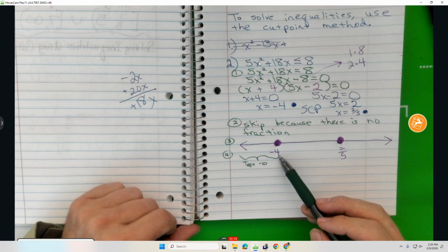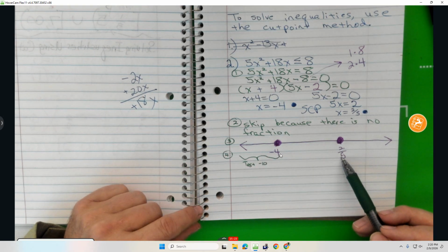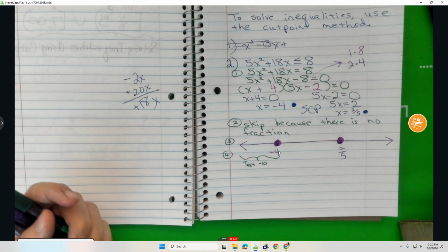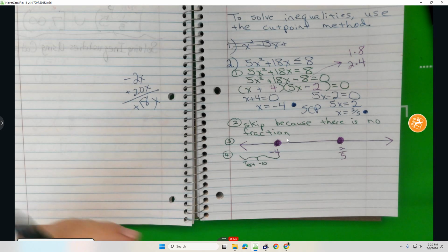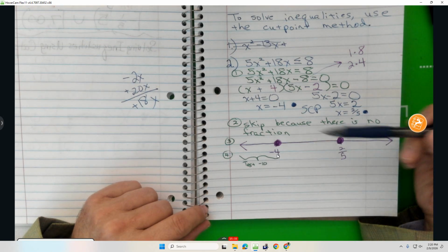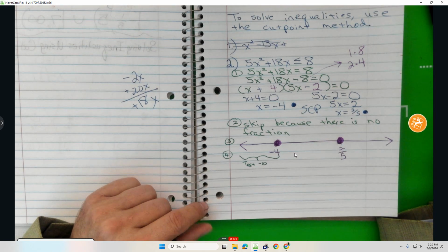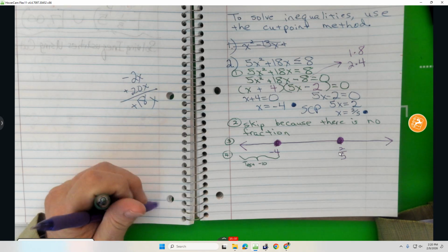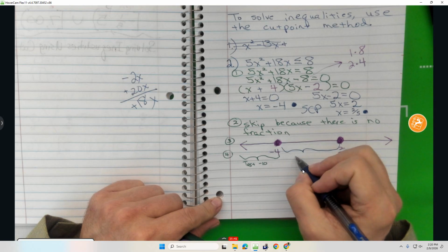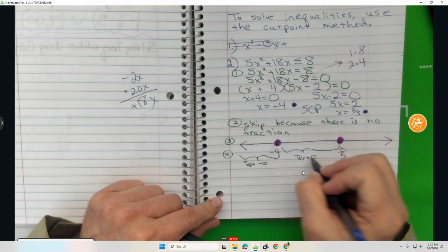Now between -4 and 2/5, what number do y'all want to test? There's one number that's always between, right in the middle between negative and positive numbers. And it's an easy number to plug in. 0, I agree. 0 is my favorite number to plug in. It's just so much easier.